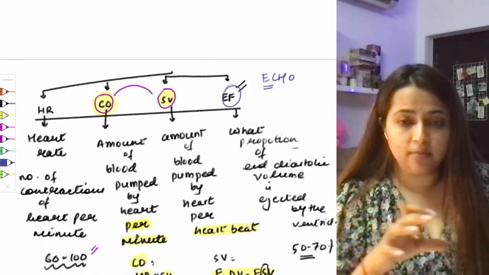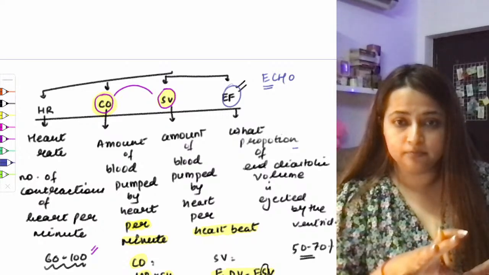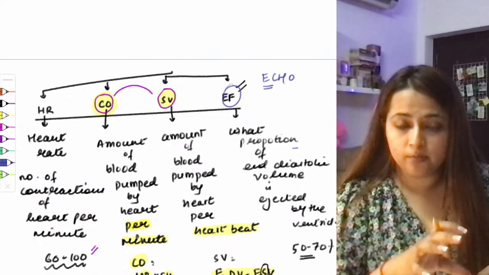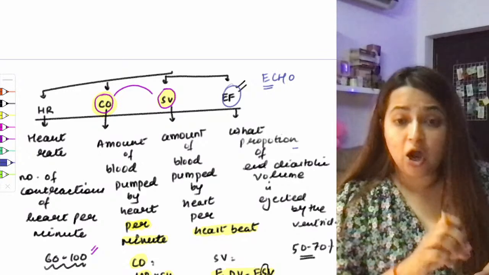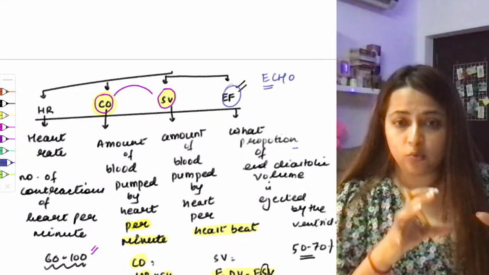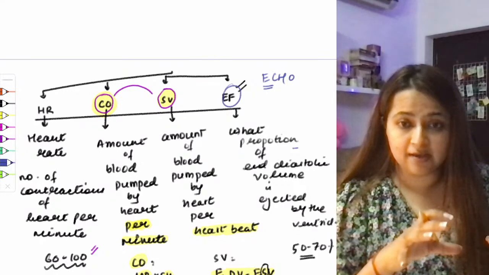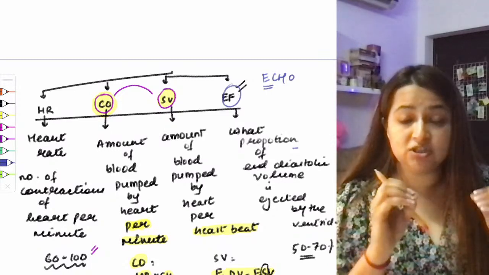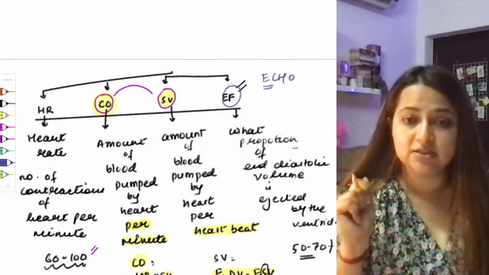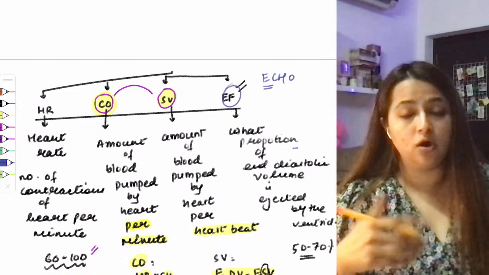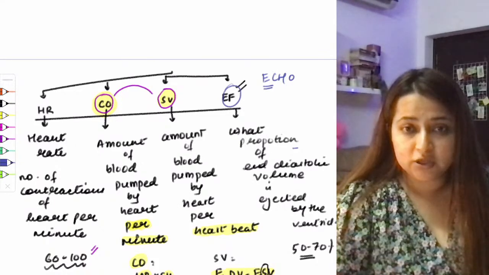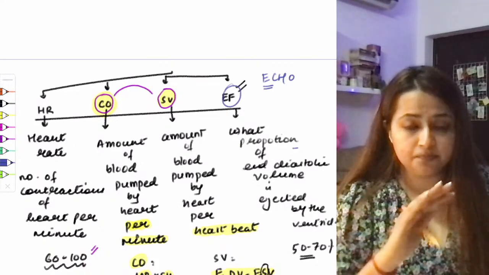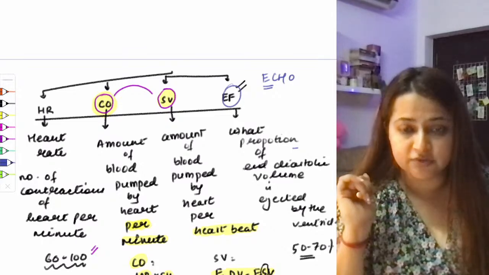So we have a certain amount of blood in the ventricle after the diastole. That is known as the end diastolic volume. Now, how much of that end diastolic volume, the amount of blood in the ventricle, is ejected by the ventricle, that is known as the ejection fraction. So how much fraction of blood is actually being ejected by the ventricles? In simple words, this is ejection fraction.